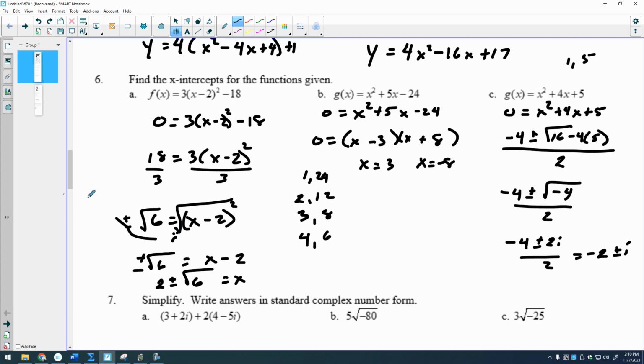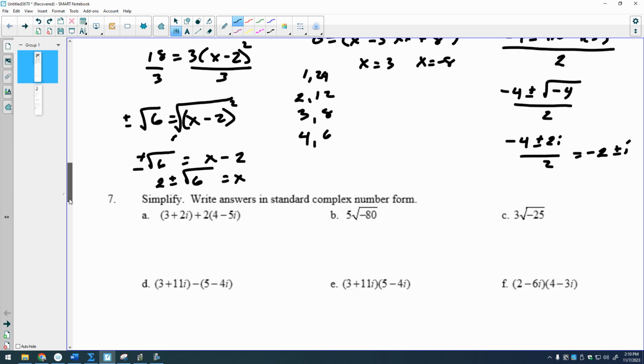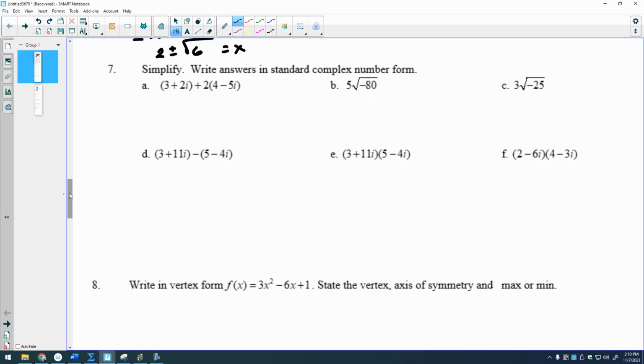Next page. Whoops. Didn't mean to do that. Number 7. Complex numbers.